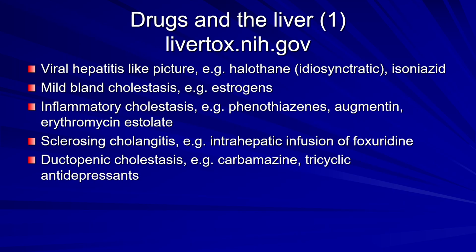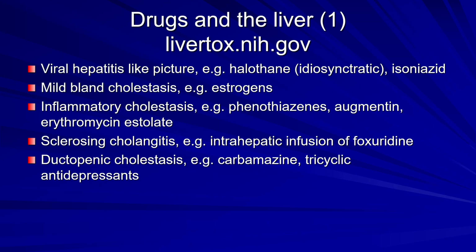Drug-induced liver injury, or DILI, is common, and no assessment of patients with liver dysfunction can be complete without a detailed drug history. Drugs can cause a viral hepatitis-like picture. An example would be the anesthetic halothane and the anti-tuberculous medication isoniazid, or INH. They can cause mild cholestasis, such as estrogens present in oral contraceptives. They can cause inflammatory cholestasis, meaning cholestasis, as you know it, in addition to inflammation, fever, leukocytosis, arthralgias, etc.